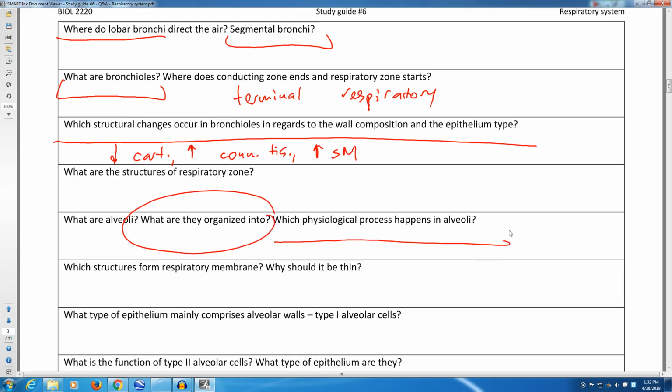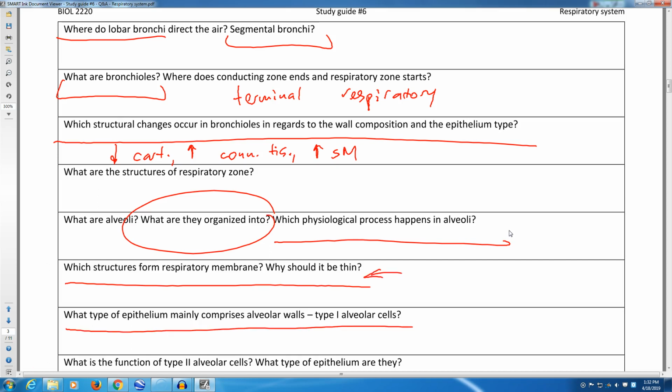Alveolar sacs, physiological gas exchange. Structures that form the respiratory membrane: endothelial cells of the pulmonary capillary, simple squamous cells of the alveolus, and the basement membrane between them. It should be thin for efficient gas exchange.